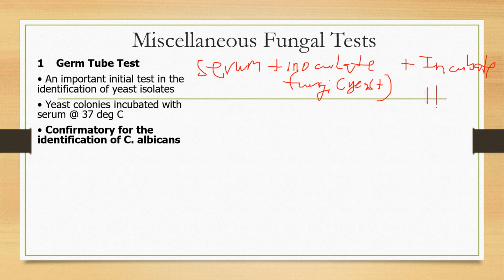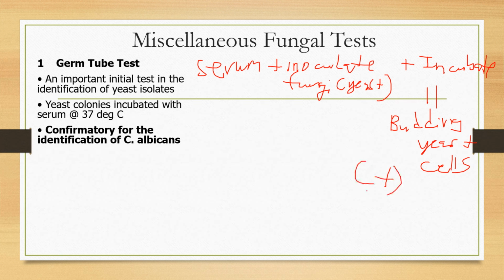If you find budding, mga nagbabudding na yeast cells, positive siya for Candida albicans. So ulitin ko ha, serum, you inoculate it with fungi, especially yeast, incubate it at 37 degrees centigrade or sa incubator. Then if you find budding yeast cells, it's positive for Candida albicans. Siya yung confirmatory test class. It's the confirmatory test for Candida.